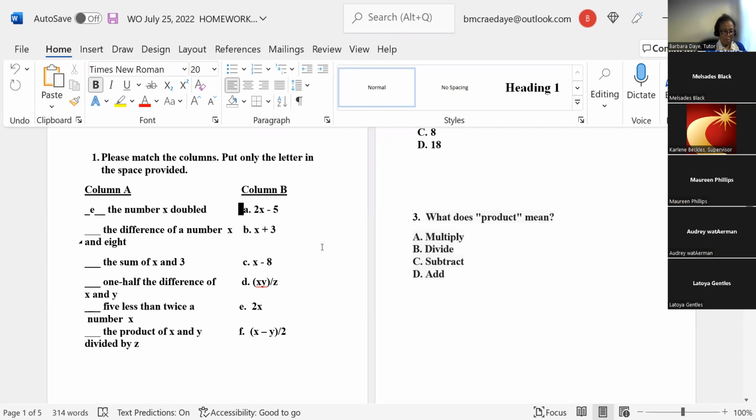The number X doubled. Now, when you look in column B, Mercedes, do you see any of these that look like the number X doubled? Is there anything else in column B that says 2X, other than E? No, miss. Okay. All right, Latoya, keep going.